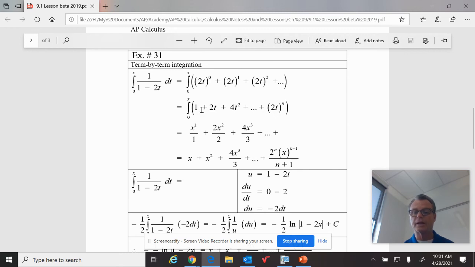When we anti-differentiate that, this is 1t to the 0. Replace the exponent with 0 plus 1, divide by 1, and you would get x to the first, divided by 1. 2t to the first: 1 plus 1 is 2, divided by 2. Replace the t with an x after you anti-differentiate, you would get 2x squared divided by 2, so you would get this expression, where the general term would be 2 caret n, starting at the 0 term, x to the n plus 1 over n plus 1.